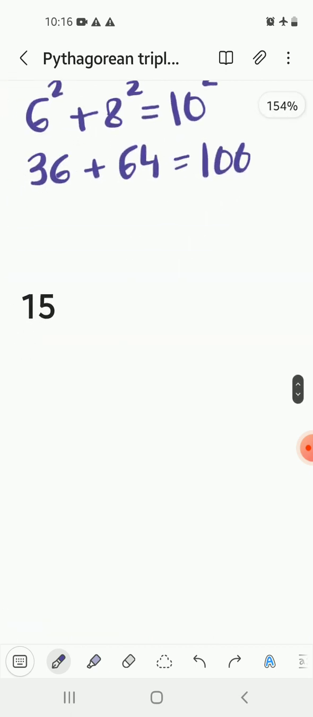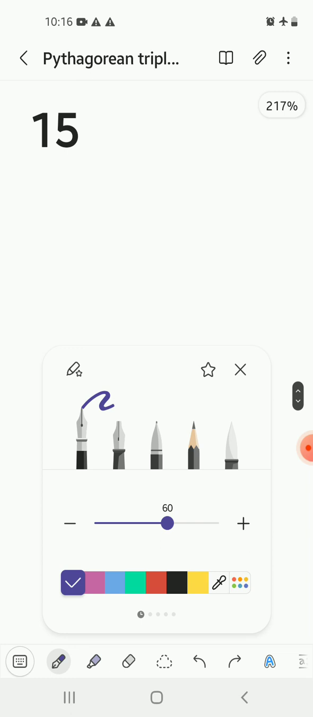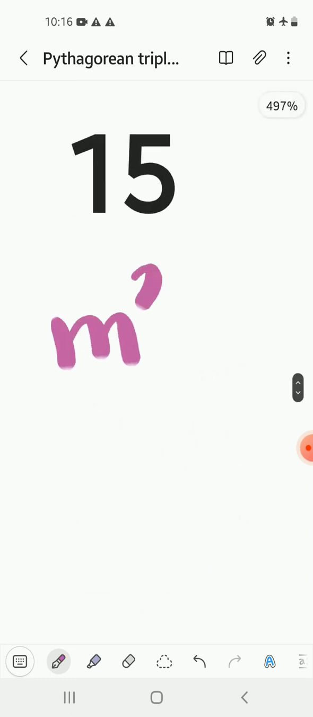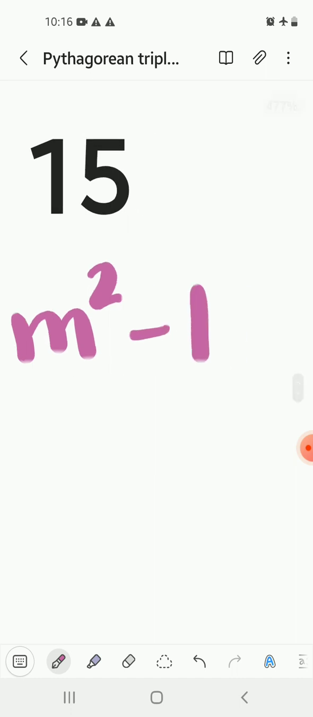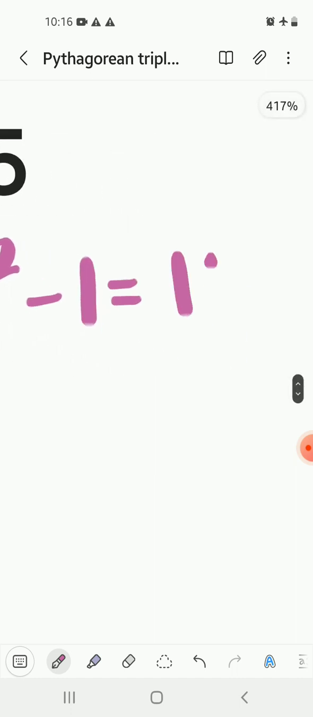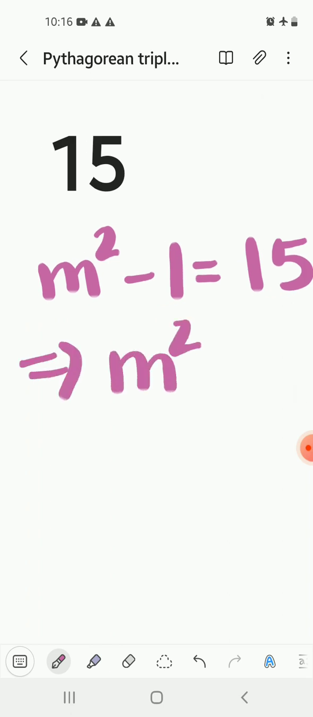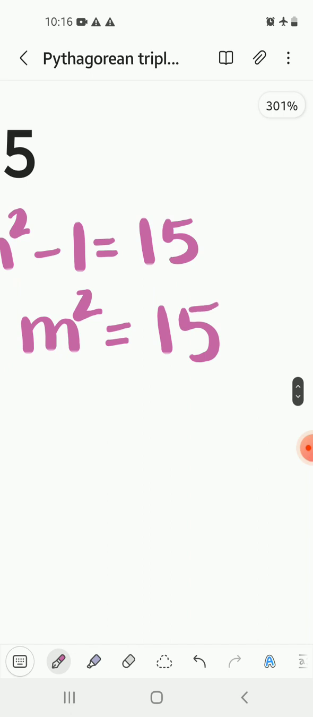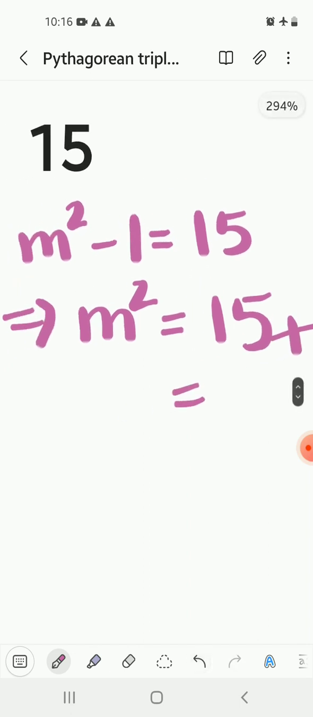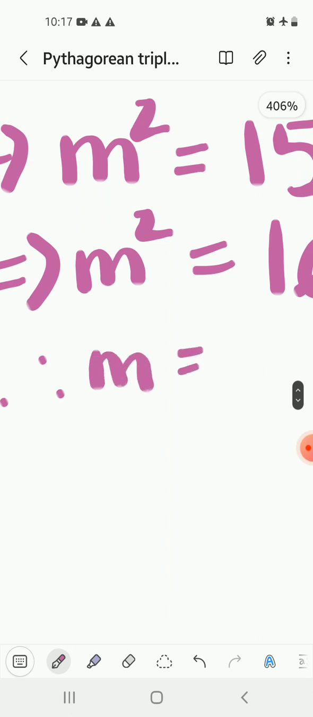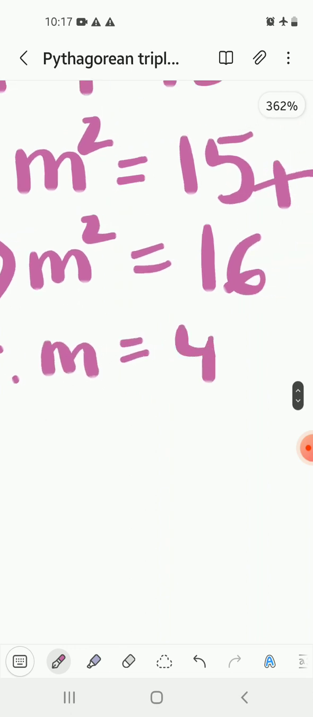We'll move to some other question, that is 15. Once again, we are going to apply the same formula. We will assume m square minus 1 is equal to 15. Now find the value of m. So for that, m square is equal to 15, minus 1 moves to the other side, which becomes plus 1. So m square became 16. Therefore, the root of 16, that is m, becomes 4.